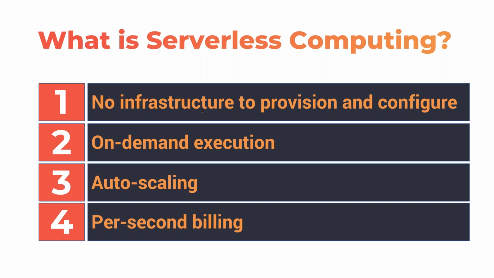So these are the 4 thumb rules that you need to look for when you're dealing with serverless computing. No infrastructure to deal with, on-demand execution, which is also called event-driven execution because an external event would trigger your code towards execution, auto scaling, and per second billing. Those are the 4 high-level points to remember when you are evaluating serverless computing choices.